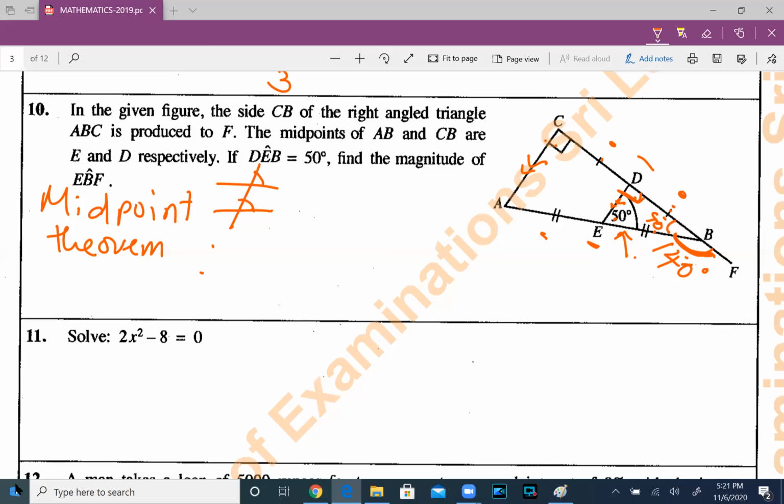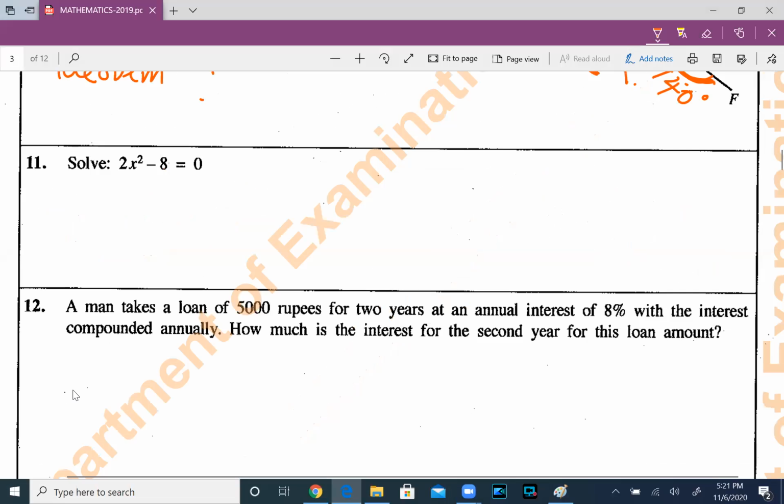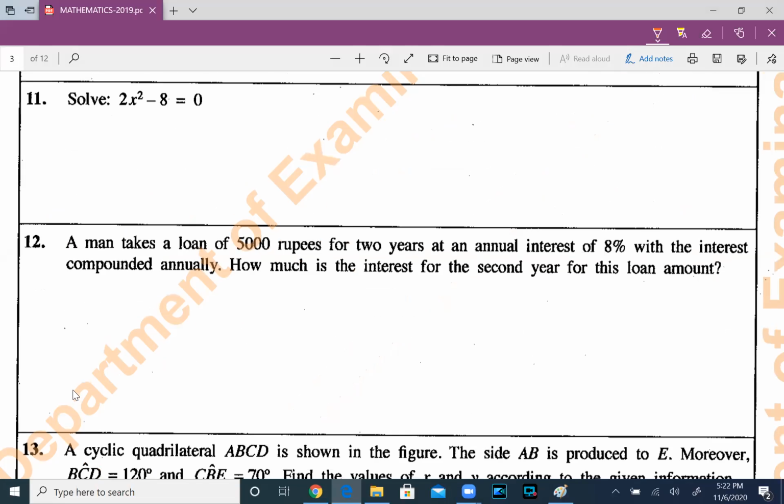Okay, so we'll go to the 11th one again. We have to solve this question: 2x square minus 8 is equal to 0. First of all, you have to factorize to solve this kind of equation, where x has a power of 2, which we call a square value.